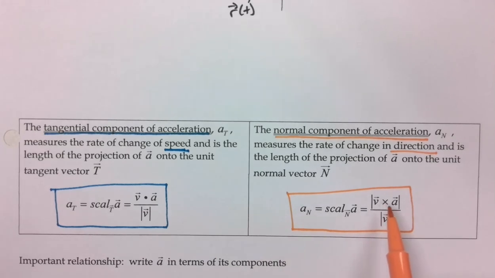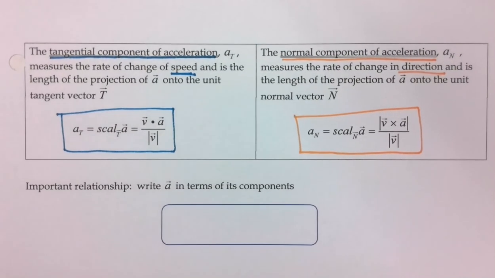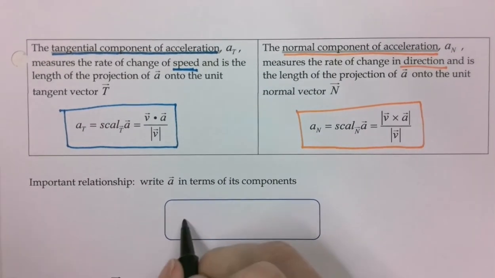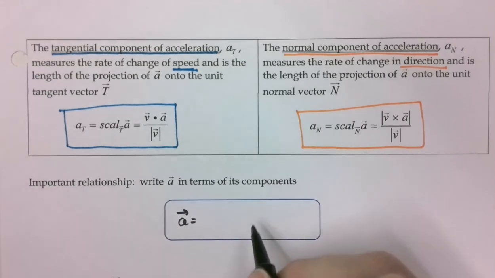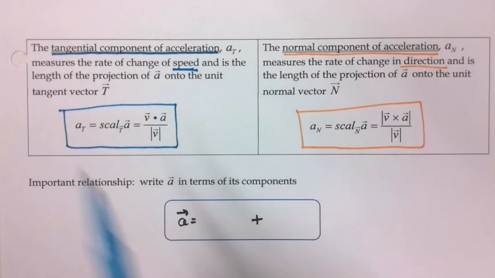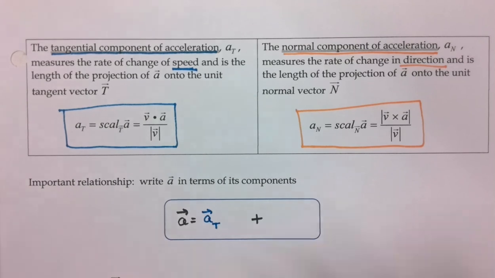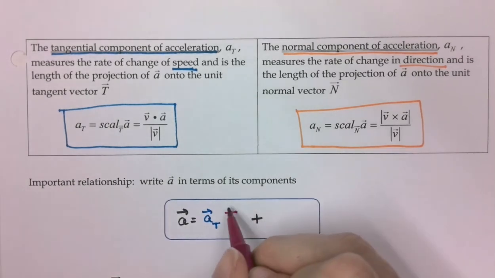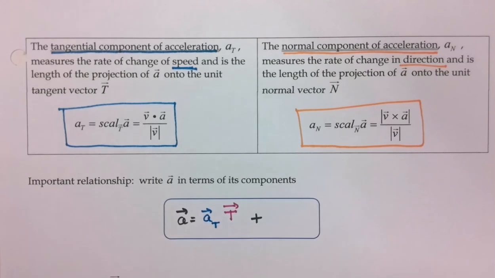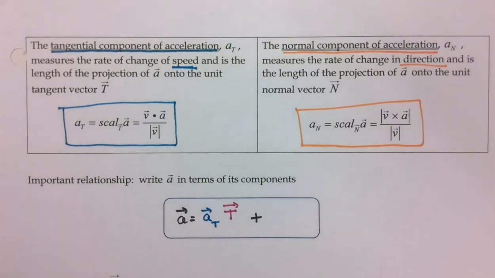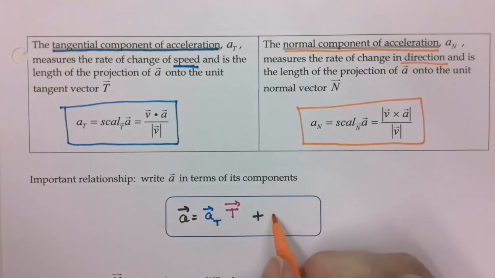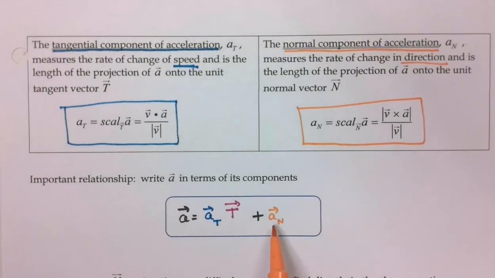And then that's the magnitude of the cross product of your velocity and acceleration vectors, divided by the magnitude of your velocity vector. So what does this mean for acceleration? Acceleration, when it's not a single constant number, has multiple components. It has a piece that goes in the tangent direction, so you take A_T times your T vector, plus a component in the A_N direction, the acceleration component in the normal direction, times your normal vector.